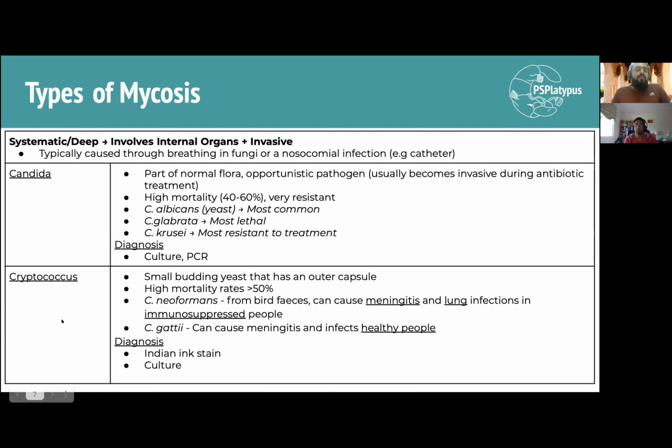Then we have the Cryptococcus, which is a small budding yeast that has an outer capsule. It also has a very high mortality rate, higher than 50%, and it can be diagnosed through Indian ink stain or through culture.